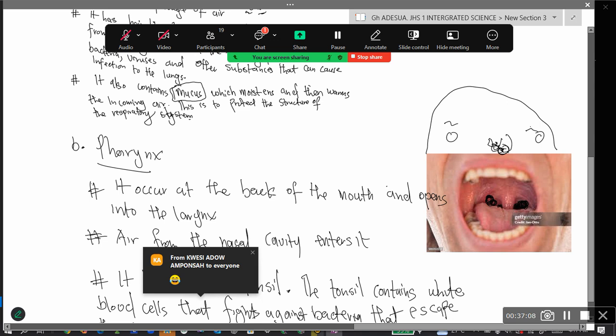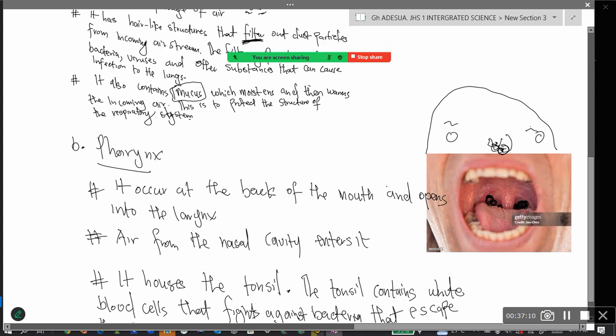So let's see. When the air enters through the nose, right? It's definitely going to come down to the what? The pharynx. The pharynx is found behind the what? The mouth.